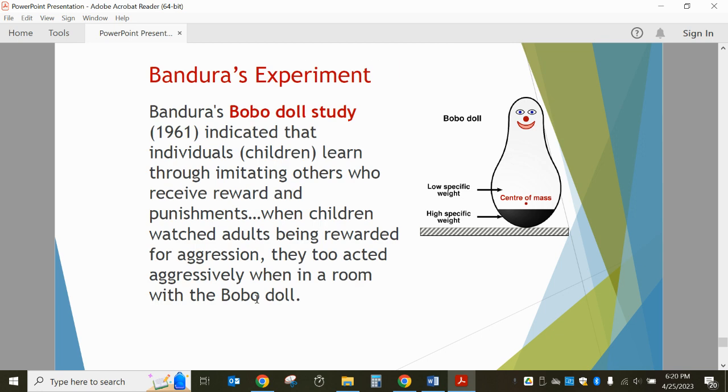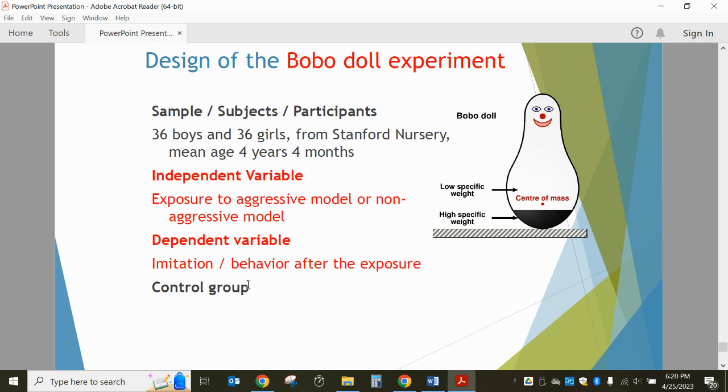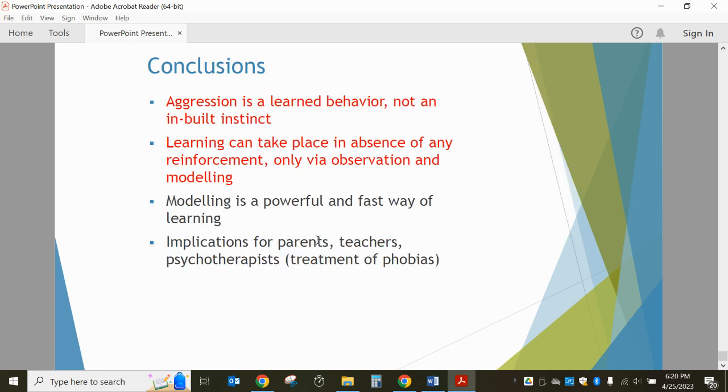He showed this with his Bobo doll study, which indicated that children learn through imitating others who receive rewards and punishments without receiving those rewards and punishments. The independent variable was exposure to an aggressive model. The dependent variable was how much they imitated them. And those children, you'll recall from the video, definitely imitated the aggressive behavior.